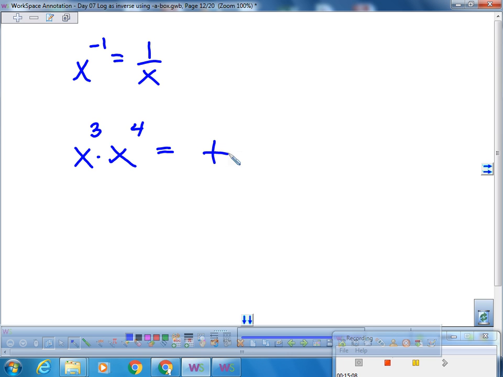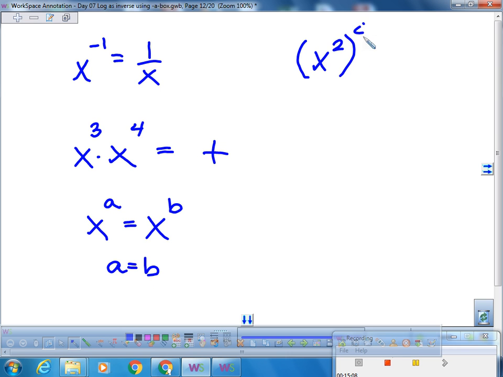Okay, so when bases are the same, the exponents are equal. We're going to definitely use that. What about this one? What do we do with that? You multiply them, right? Power to a power.